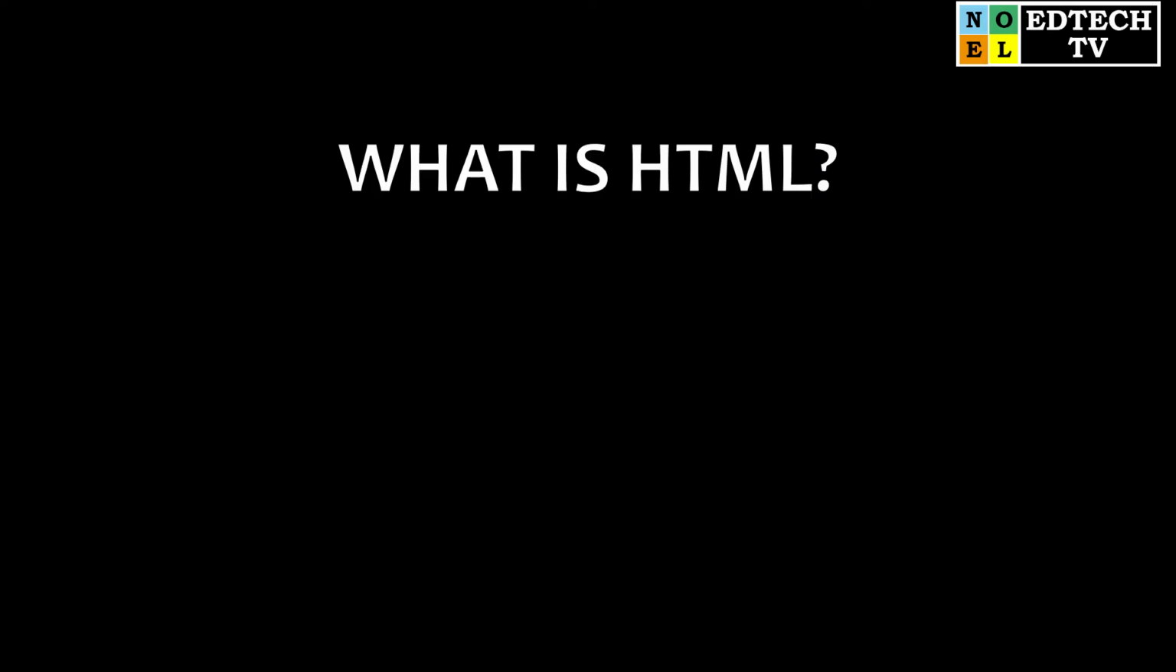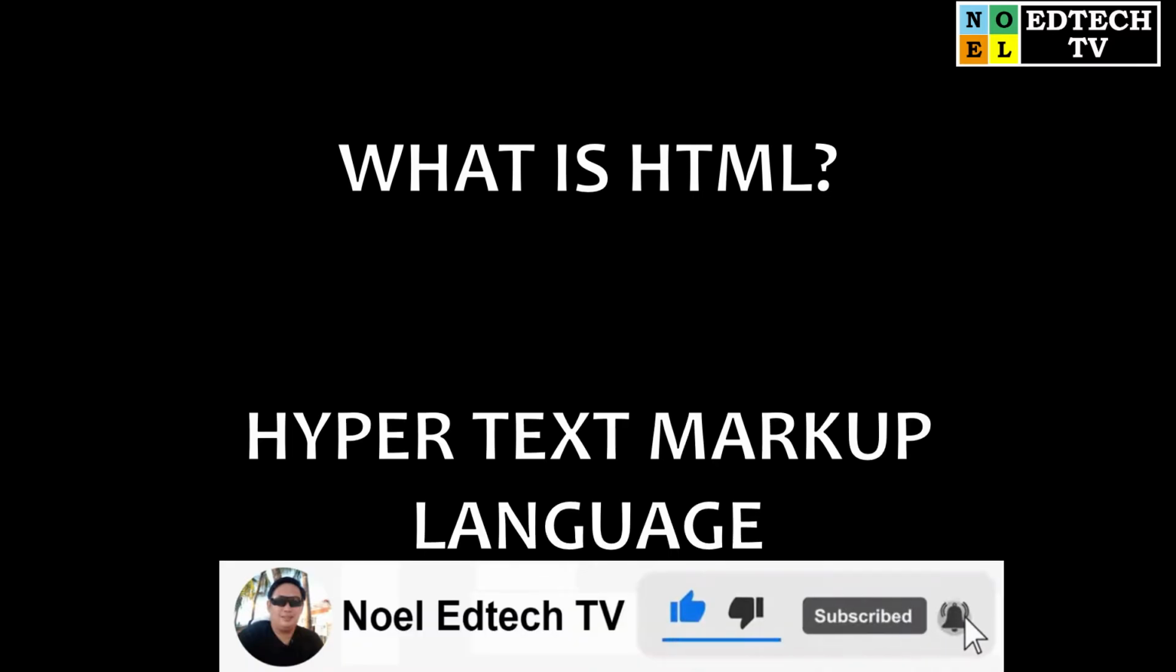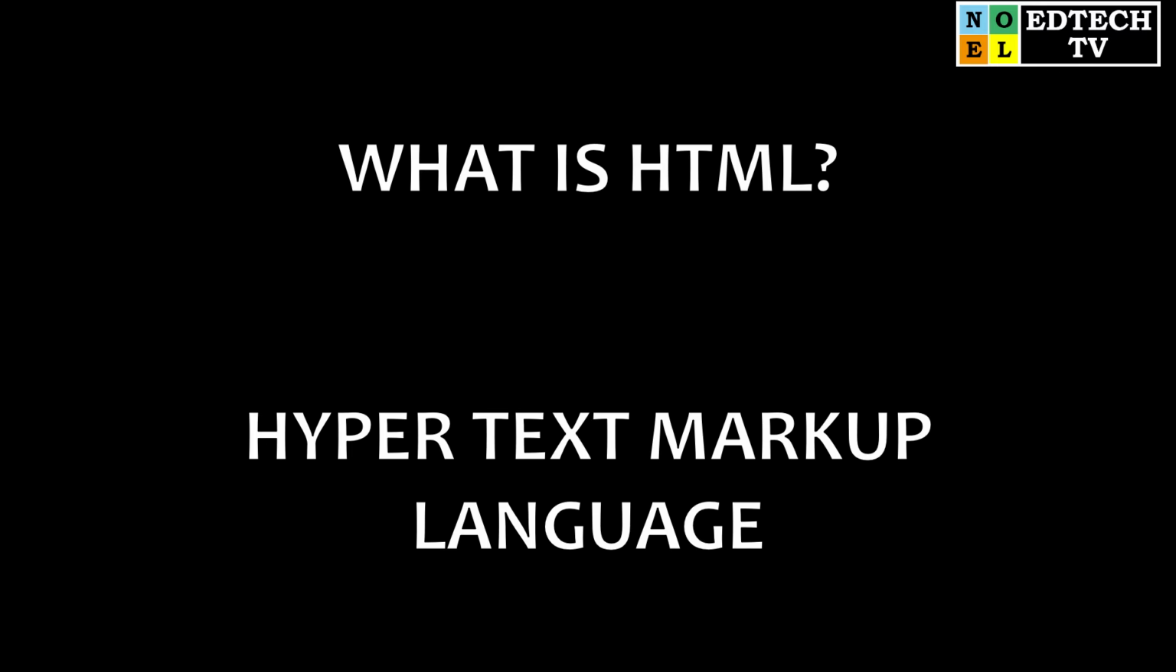What is HTML? HTML stands for Hypertext Markup Language. Hypertext Markup Language, or HTML, is not a programming language. It only describes the structure of a web page, giving meaning by defining the content, for example headings, paragraphs, and images. Simply put, HTML is the content of a web page.